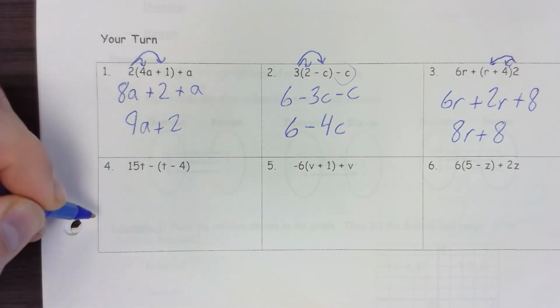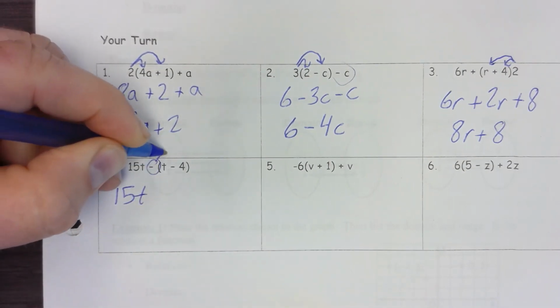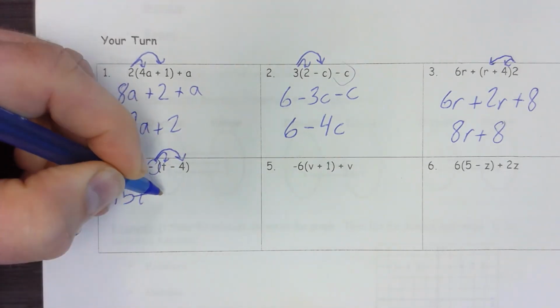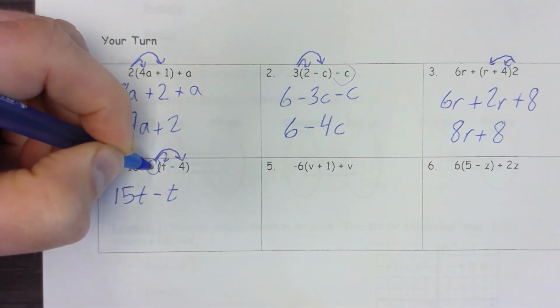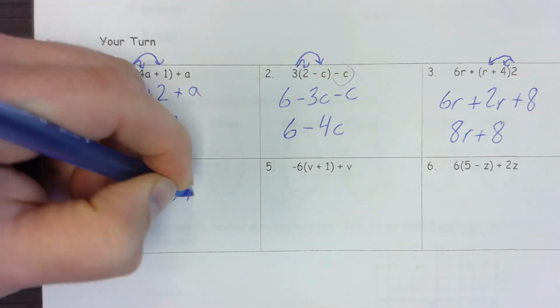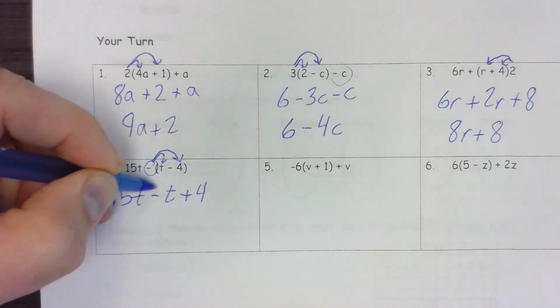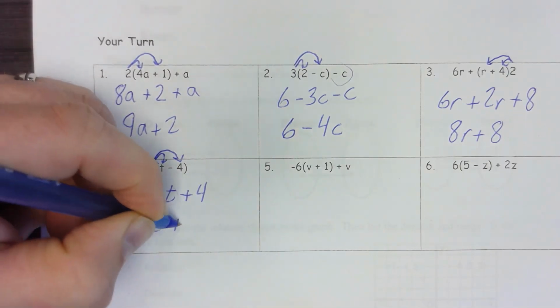This is hanging out by itself. I've got 15t. We are distributing this negative. We're distributing a negative 1. So I get negative t, because negative 1 times t is negative t. Negative 1 times negative 4 is a positive 4. 15t's minus 1t is 14t's plus 4.